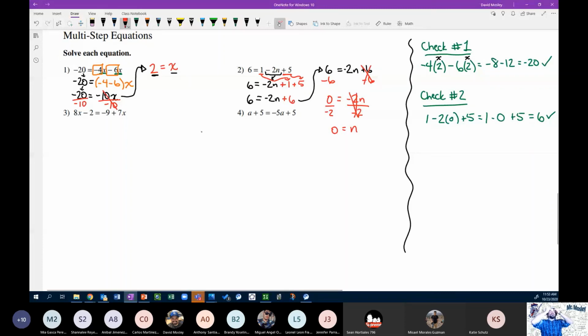Okay. All right. So on the last, we're gonna have number 3 here be our last one. I'm not gonna do number 4 just because of how much time we've been working already. So don't worry about number 4. In number 3, we have a variable, the same one, on both sides. So again, I need to get the variable term on one side and the numbers on the other side of the equal sign.